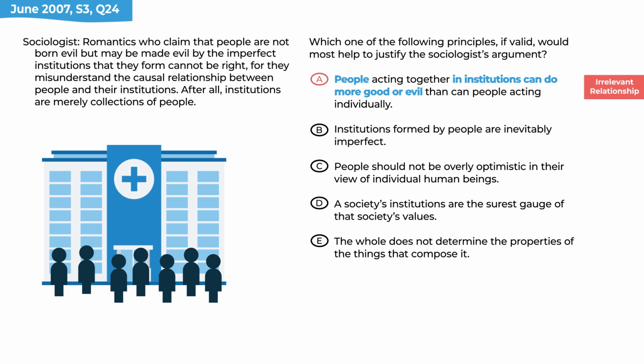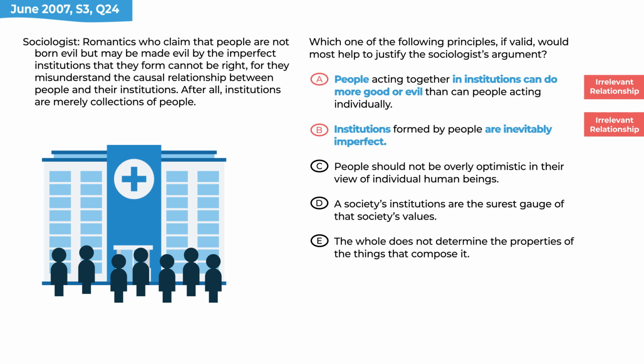Answer choice B says that institutions formed by people are inevitably imperfect. Okay, well, so this is talking about institutions that are imperfect. It does say that they're formed by people. Do we know why they're imperfect? Is it because they're institutions, or is it because they're formed by people? We don't know. So answer choice B is, again, another irrelevant relationship.